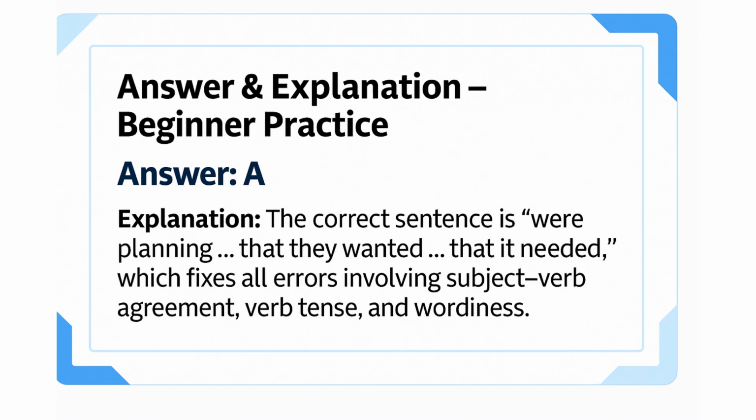When we apply all 3 corrections, option A, "were planning, that they wanted, that it needed," becomes the only choice that fixes every error. This type of question is very common on standardized tests because it checks your understanding of subject-verb agreement, verb tense consistency, and wordiness. Make sure to watch for unnecessary words, stay consistent with the tense of the passage, and always match the verb to the true subject of the sentence. Great work! Let's move on to the next practice.